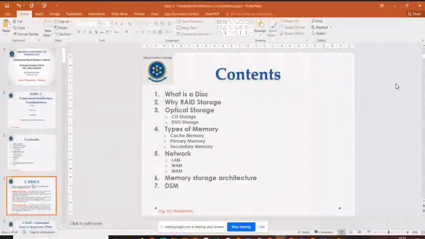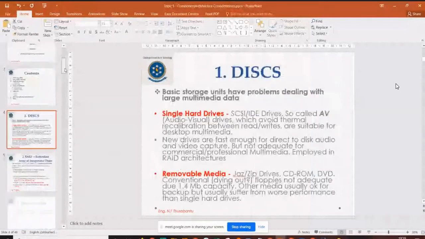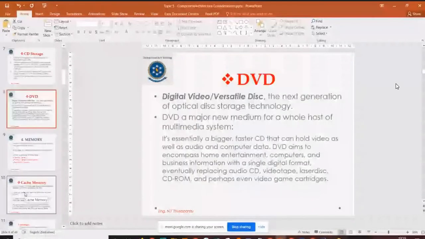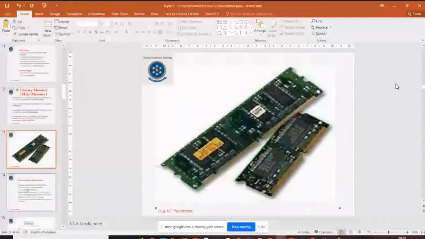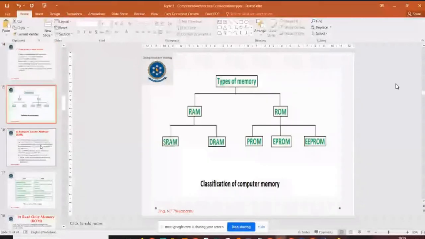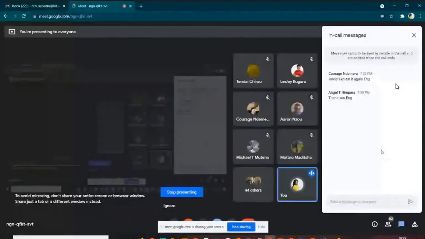I created this slide for people who want to know what the benefit of the learning unit is, what a CD is, what a DVD is, what cache memory is. Primary memory, what is primary memory, what is main memory, what is RAM, what is ROM. You need to understand all that if you are a big data analyst, so that you know how you're going to store your data.